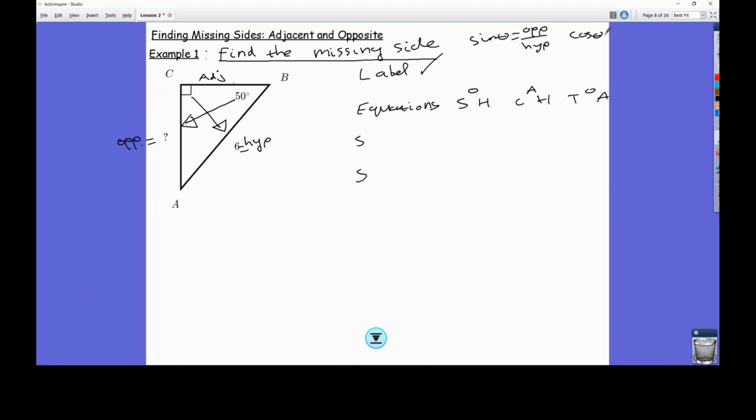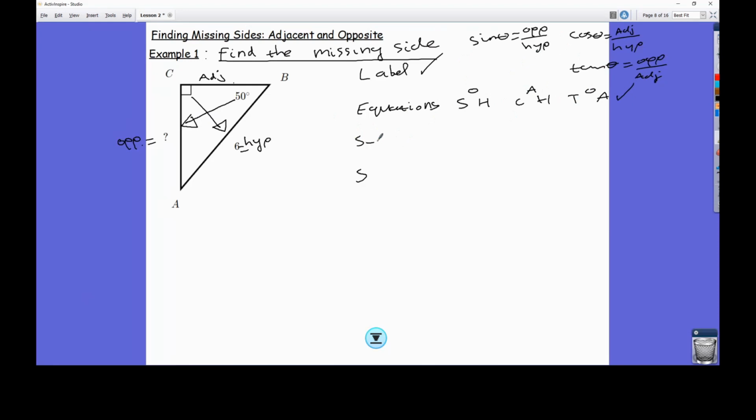Cosine of theta is adjacent to theta divided by the hypotenuse. And tan theta is equal to the opposite to theta divided by the adjacent to theta. It's the only one which doesn't involve the hypotenuse. So we've got our equations. We're happy with these. We've learned these because they won't give you these.